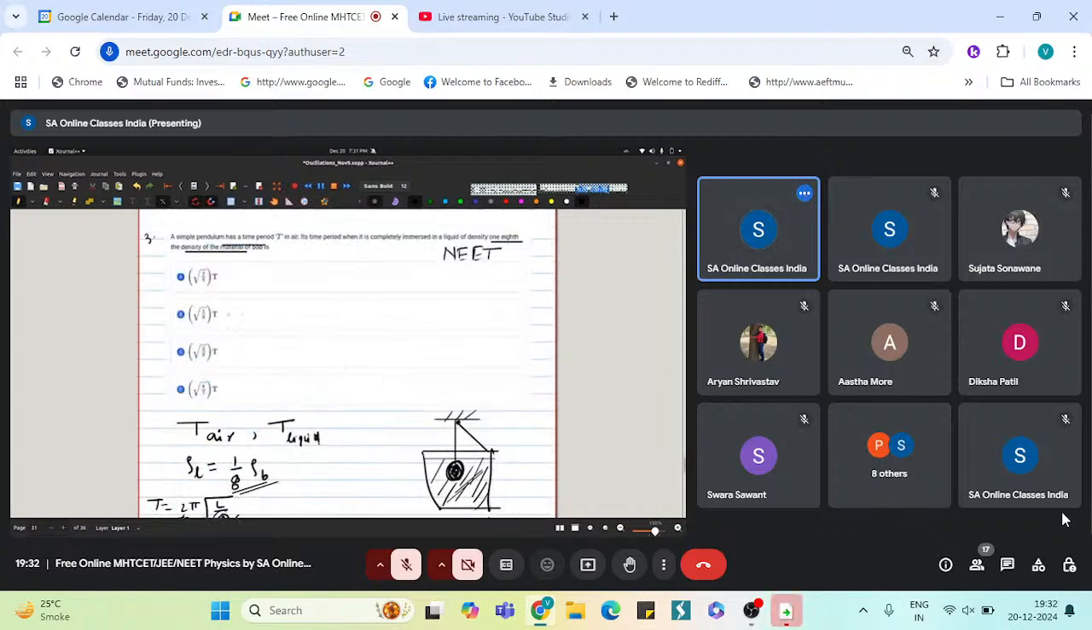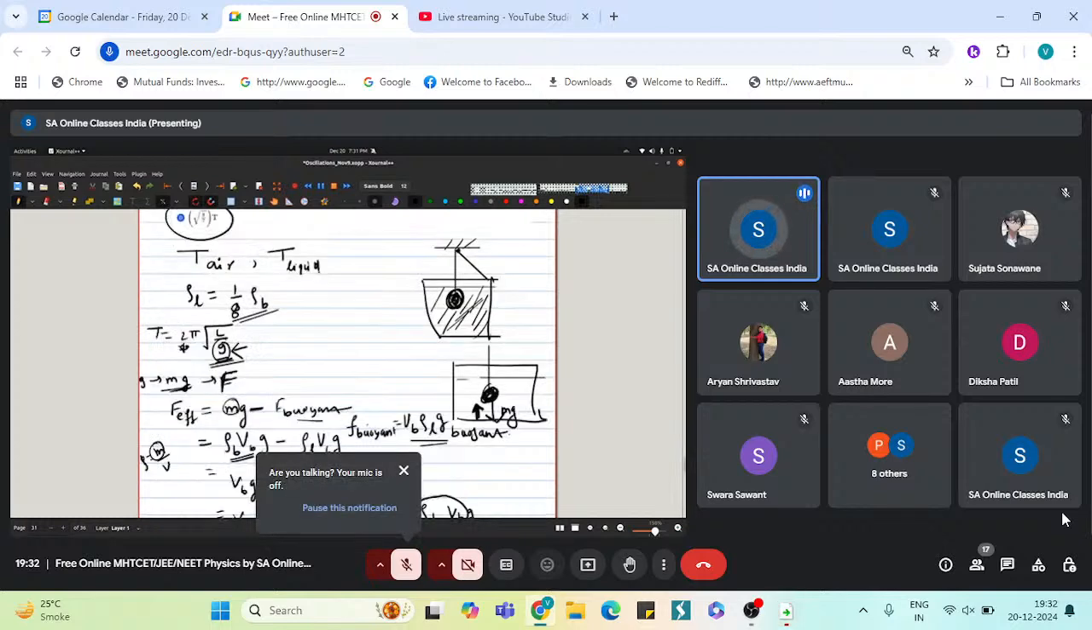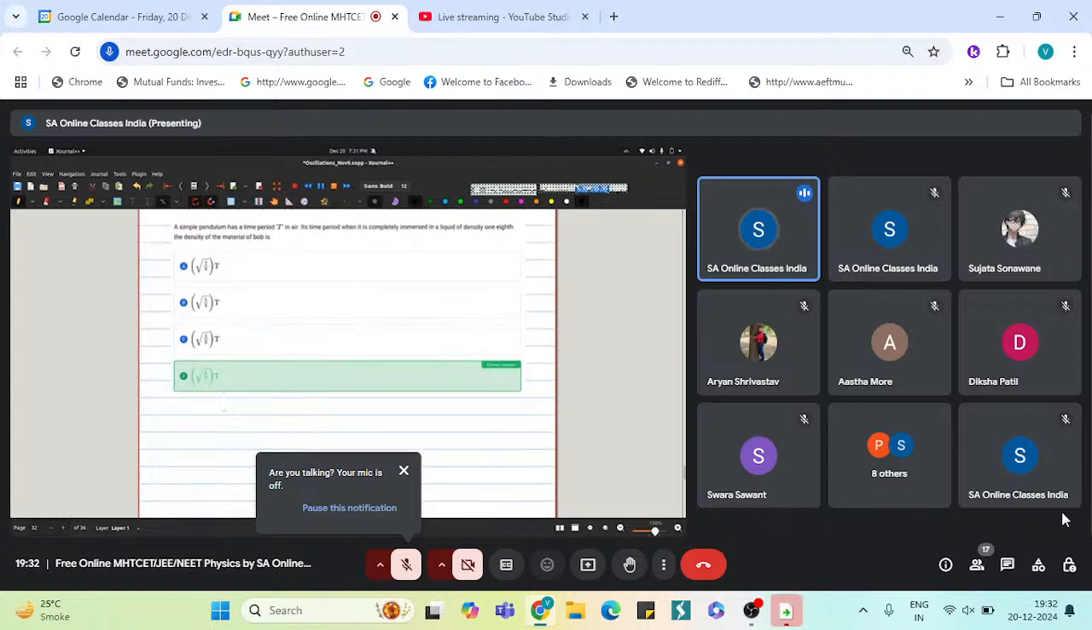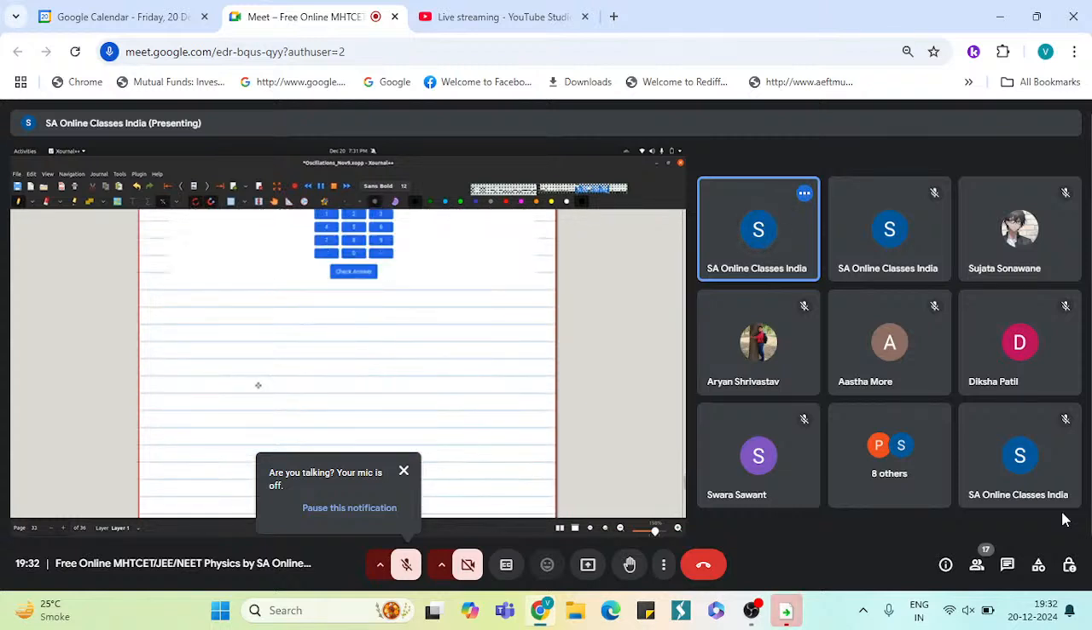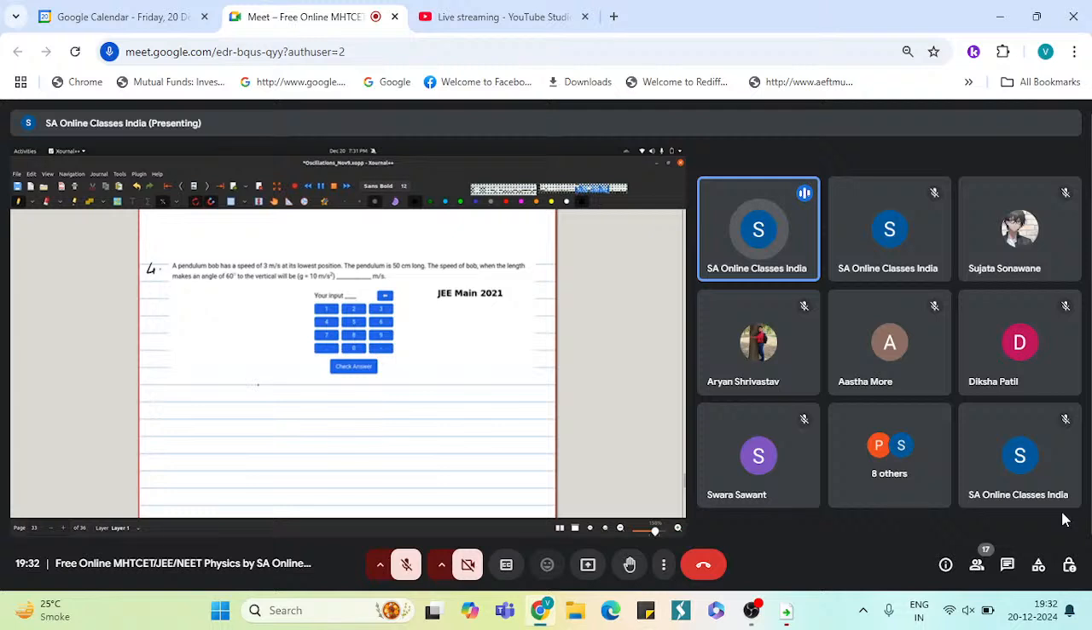So this is the final answer, root of 8/7. This is basically an example of the formula that we saw in the first few minutes of the class.